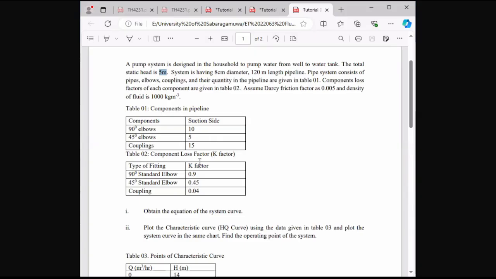Okay, the quantities are given like this for the suction side. Then the minor loss factors of each component are given in table number 2. Here you can see the K factors. Assume the friction factor F as 0.05. Water density is 1000.